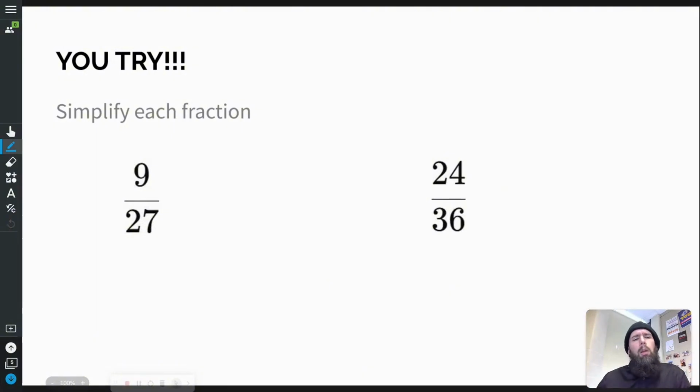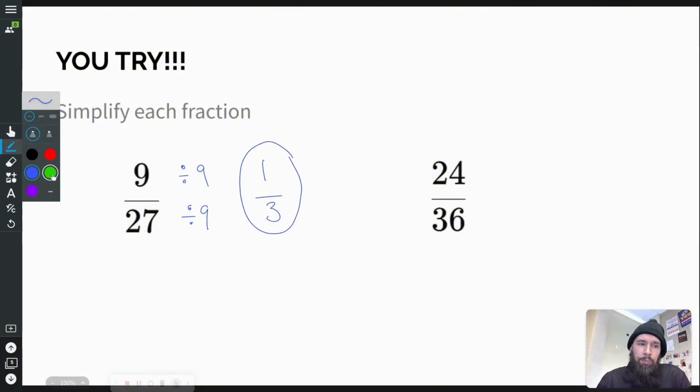Welcome back. 9 over 27, let me think. Oh, I could divide those both by 3, but I could also divide those both by 9. So I'm going to divide them by 9. 9 divided by 9 is 1. 27 divided by 9 is 3. I get 1 over 3. Can't do any more than that.